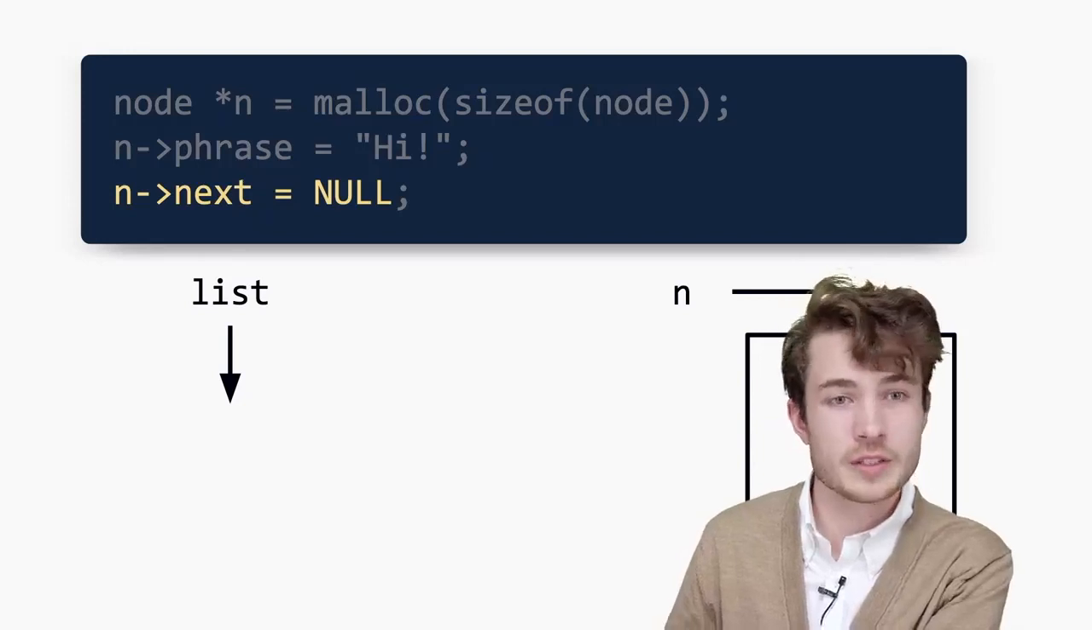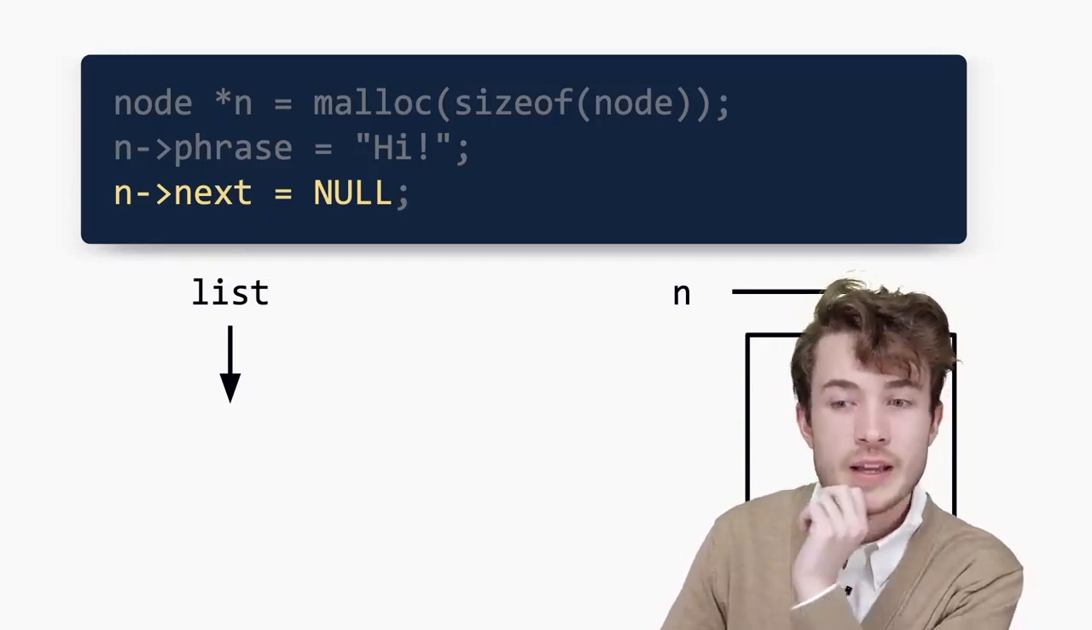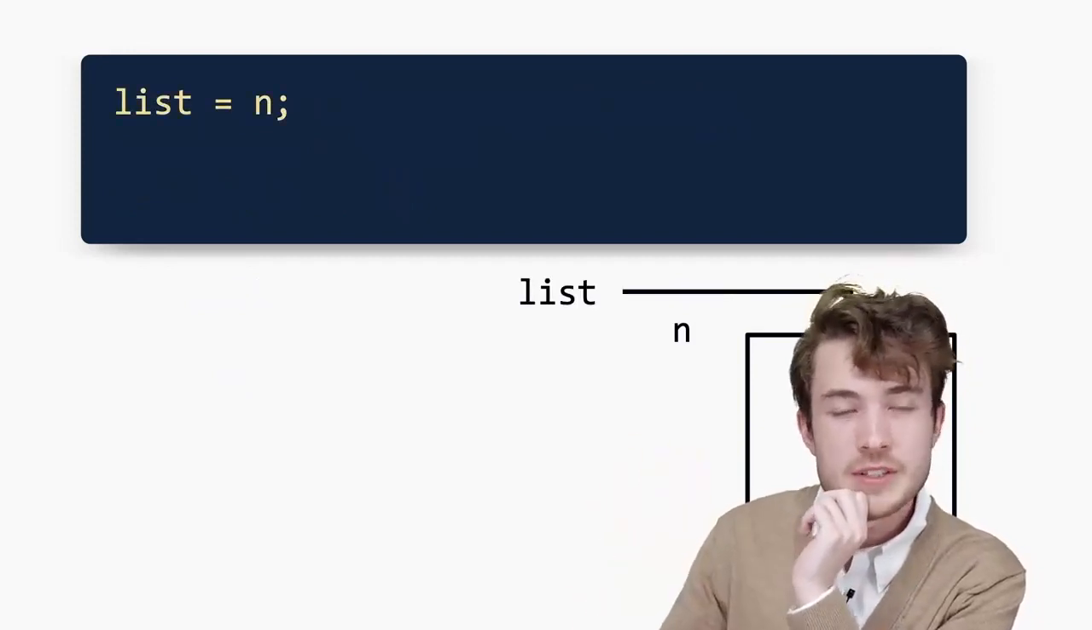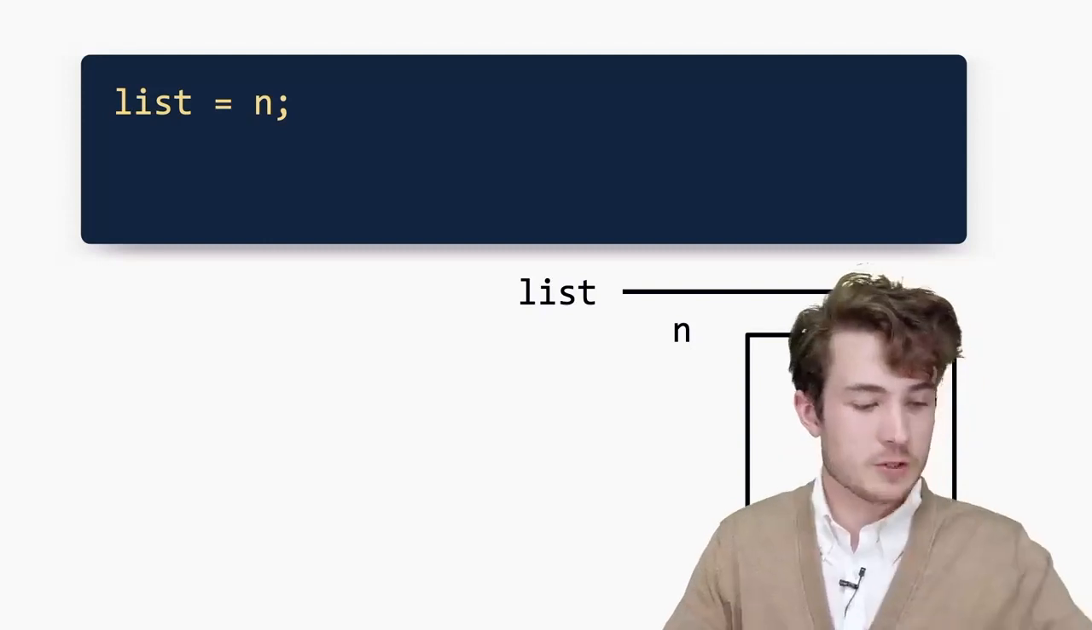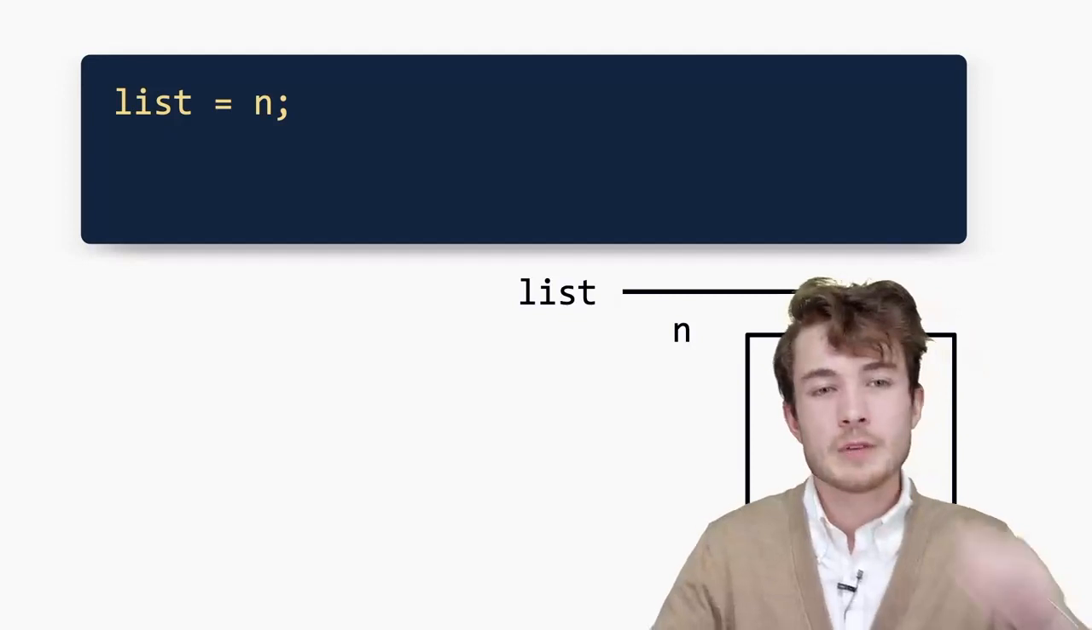Let's try one. Let's say first that list would get the value n. So list equals n. Let's try that. So here we have that up here, and let's execute it. And now we'll see, okay, well, list and n point to the same thing, because n is a pointer and list is a pointer. If we set list equal to n, they'll both point to the very same thing, which is our very first node.